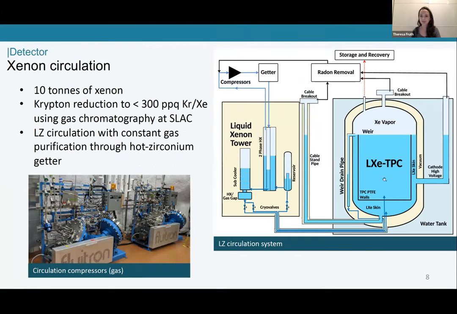So our xenon comes in from the bottom into the TPC, and then it spills over the weir, goes back and into the xenon tower, where we have this heat exchange, because we need to convert our liquid xenon into gas such that we can use these circulation compressors here and pass the xenon through the getter, which is a hot zirconium getter, to remove electronegative impurities, which allows us to have a higher electron lifetime than you might otherwise get due to outgassing from detector materials.